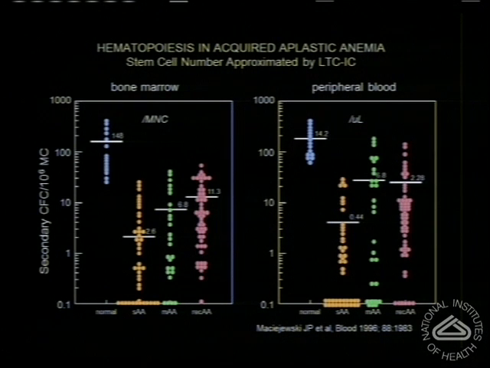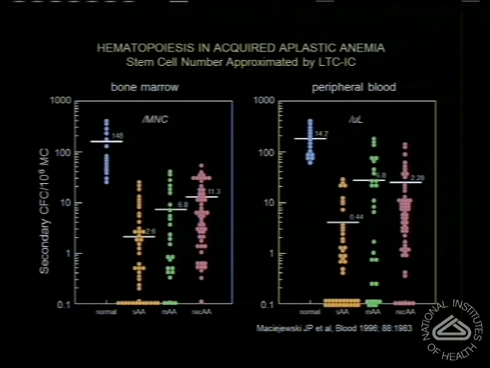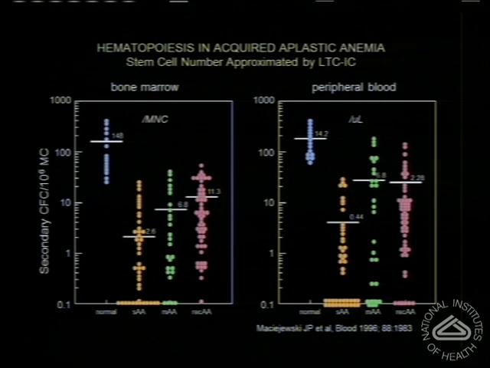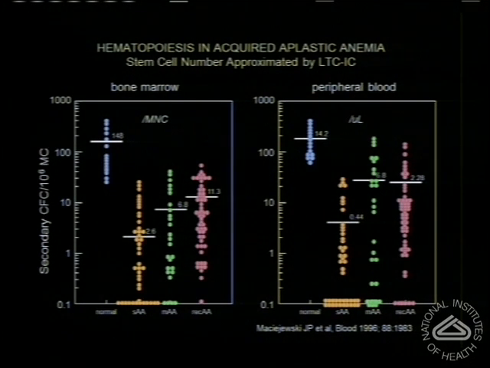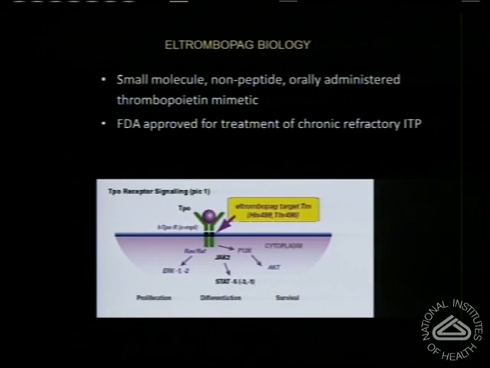It can compensate for blood loss. It can compensate for low blood counts. And it doesn't really allow clinical presentation until there's such an enormous reduction in the stem cells that the patient's essentially exhausted their stem cell reserve.